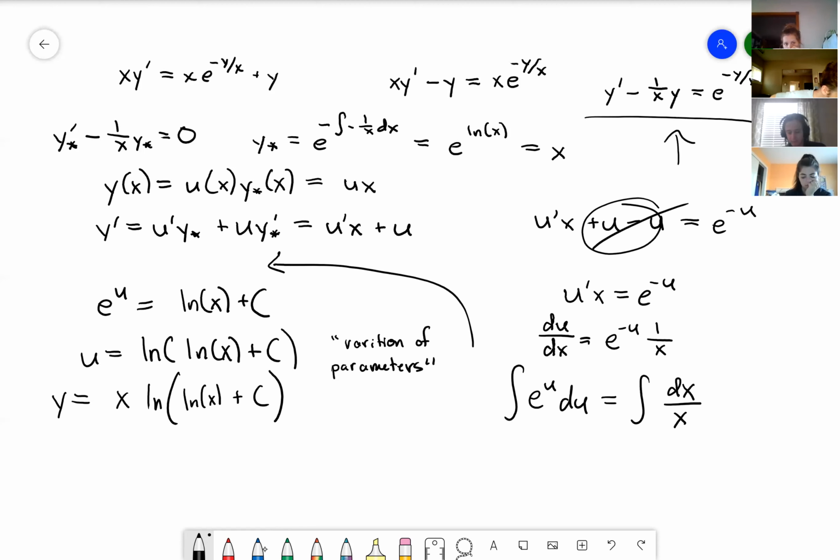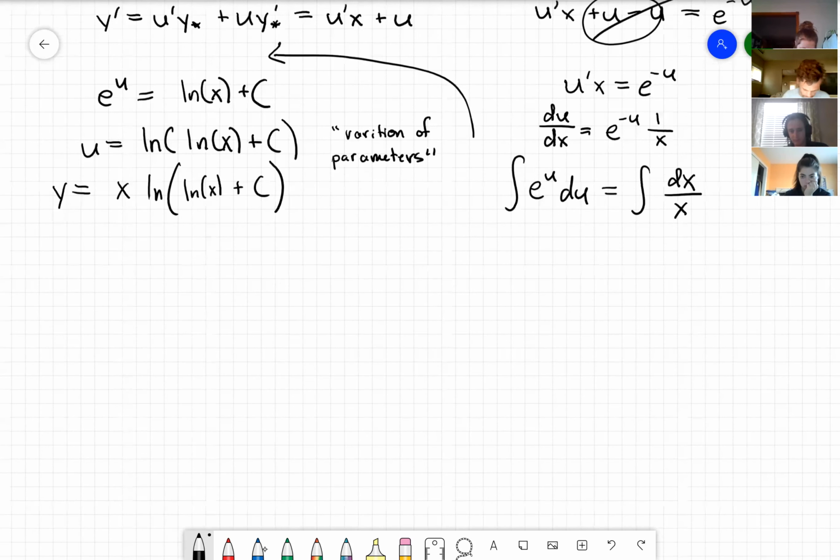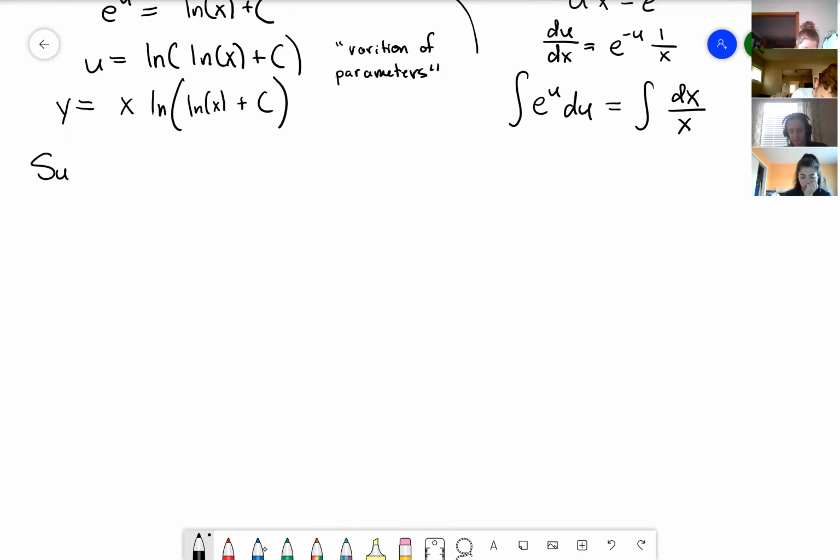Okay. So this is one way of doing it. This worked out pretty nicely. But there's another technique, the technique we're going to talk about today, which we can actually use to solve this type of problem, and it's called substitution.